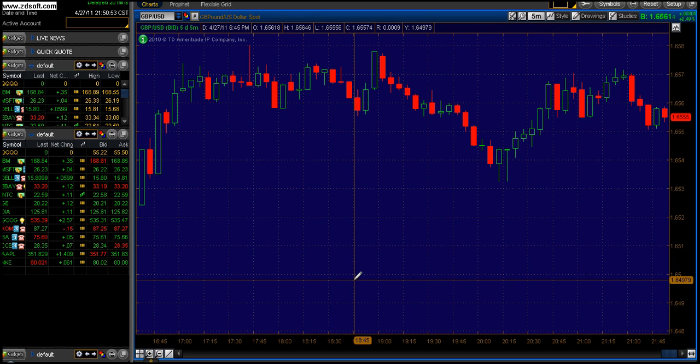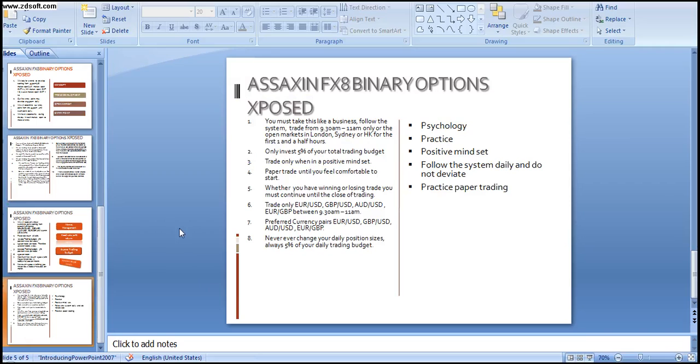If you're in Europe, you concentrate on your European or London Open, and you also then trade it on the US Open, all four of these currency pairs. So the four currency pairs, I recommend that you trade on the US Open market, and then individually trade the alternate pair in its country or region of origin, and then inclusive of trading the four pairs on the US stock market. So this has been a presentation of Assaxin FX8.